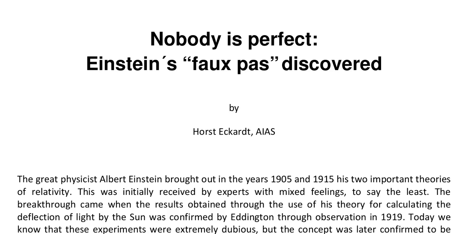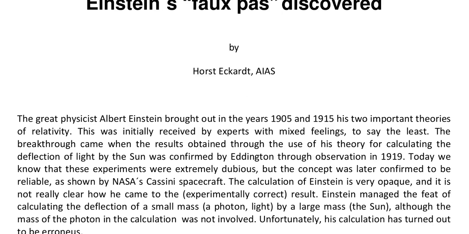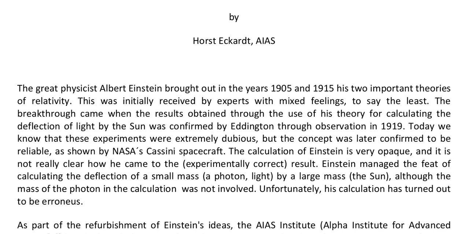Nobody is perfect. Einstein's faux pas discovered by Horst Eckardt of AIAS and president of UPTech. The great physicist Albert Einstein brought out in the years 1905 and 1915 his two important theories of relativity. This was initially received by experts with mixed feelings, to say the least.